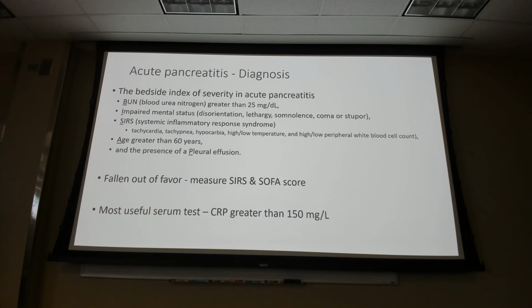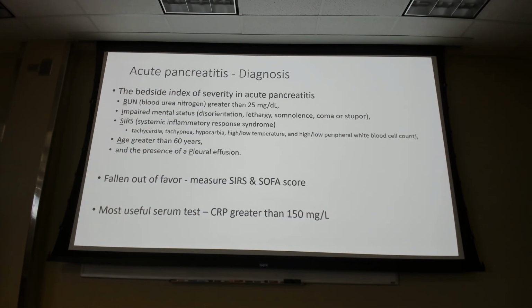All right, and then we have our BISAP, which is our bedside index of severity. And that looks at our BUN, so if it's greater than 25, if they're impaired in any way or an alteration of their mental status, if they have any of the SIRS criteria, if they're elderly, over 60, which some tell me that's not elderly. I think 65 is the official cutoff, but it's usually 60-year-olds that tell me that. And then the presence of pleural effusion, which usually portends a poorer outcome.